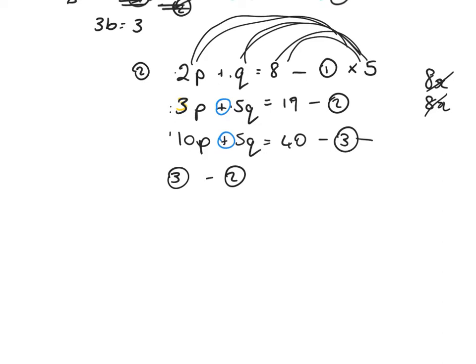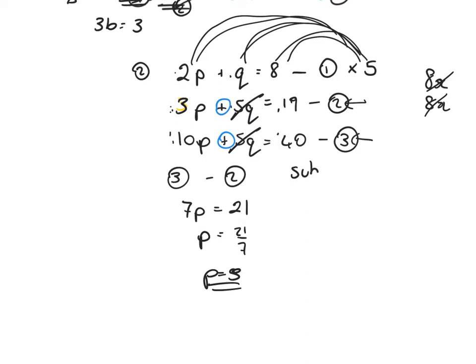So equation 3 take away equation 2: 10p take away 3p is 7p, 5q take away 5q cancels out, and 40 take away 19 is 21. I'm now going to bring this 7 down and divide, and that will be p equals 21 over 7, and p is equal to 3.